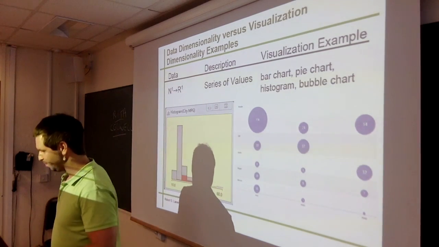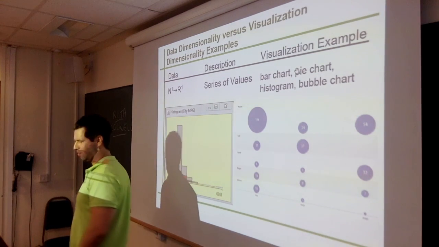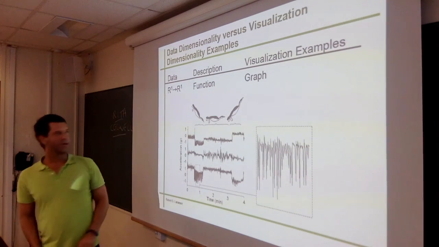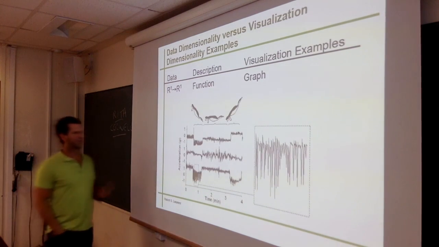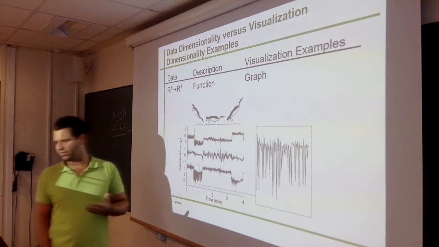In this example, we have bar charts, pie charts, histograms, bubble charts, and so on. We have a set of one-dimensional real values being mapped to a one-dimensional visualization.